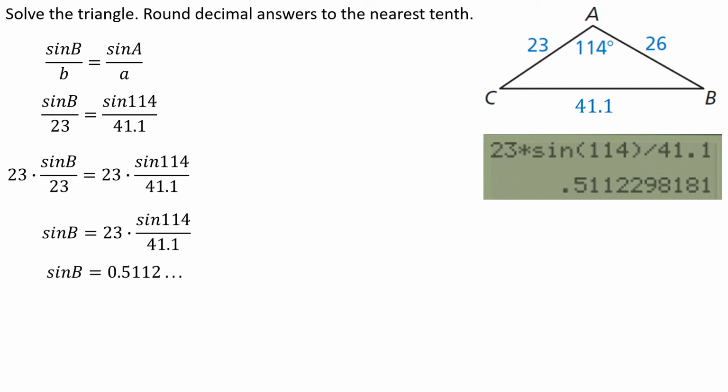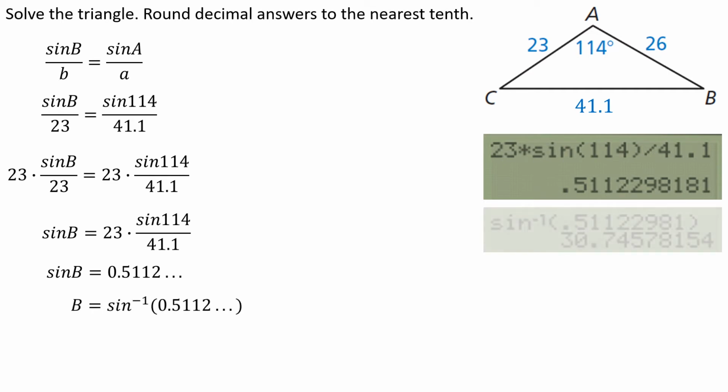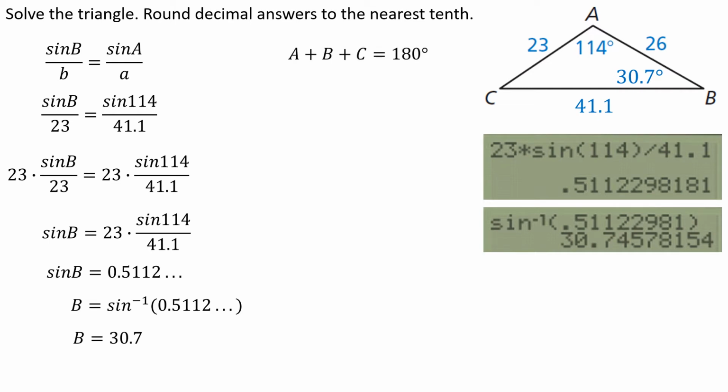Of course, I don't want sine of angle B, I just want angle B, so I have to use the inverse sine function. Calculator says, hey, it's not too far from 31 degrees. And so for the nearest tenth, I'll call that 30.7. I can add that to my diagram. Easy street. I know two angles, piece of cake. I know they have to add up to 180. I can easily find that third angle. And I've got the third angle added to the diagram.